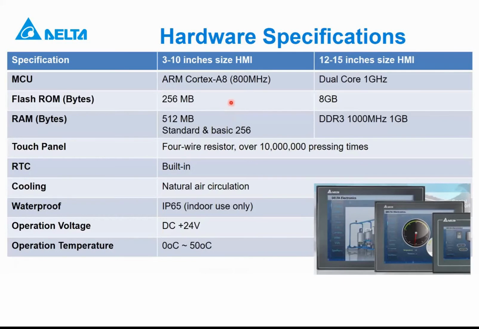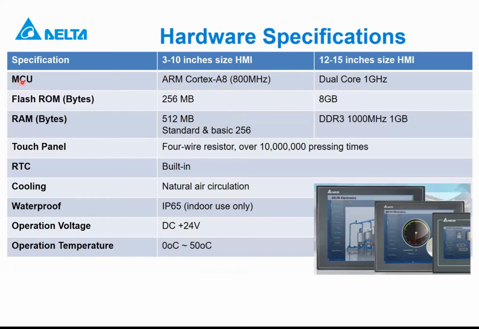And then there are some specifications for our HMI, especially for the 3 to 10 inch sizes of HMI and the 12 to 15 inch. So the 12 to 15 inch, most times, contain advanced functions compared to 3 to 10 inch. So these are the hardware differences you can notice in this HMI.